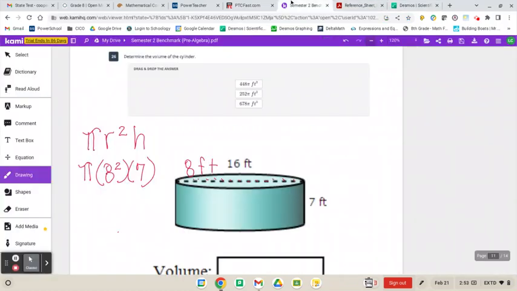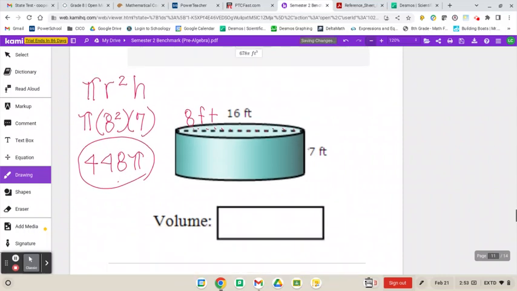And so for your final answer, you're going to have 448, and then you just have to remember to bring that pi next to it. So that's the hardest part, is if they ask for in terms of pi, that you make sure you bring that pi down.